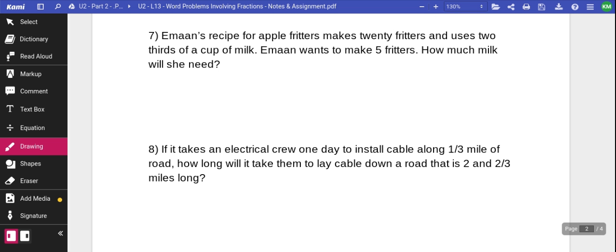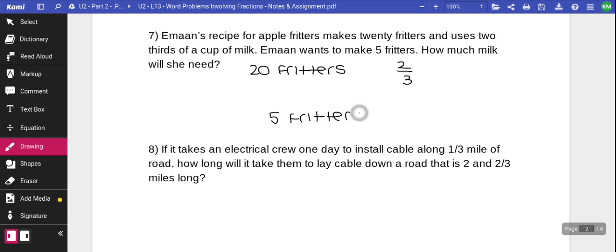Well, yeah. I might start by writing this. 20 fritters, and it uses 2/3 of a cup of milk. Agreed? How many fritters do I want? 5 fritters. So when you divide them both by 5?